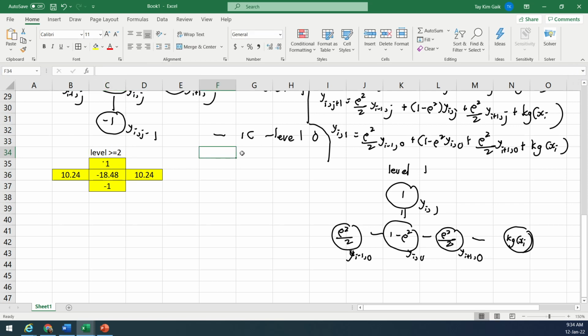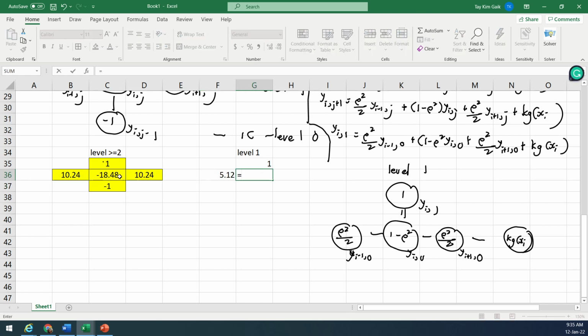For level 1, you have here 1. Level 1 is exactly half of the middle level of your 3-level scheme. So this is rho squared over 2. This one, 1 minus rho squared, is also half of the center level of a 3-level scheme. So this one is the same thing.